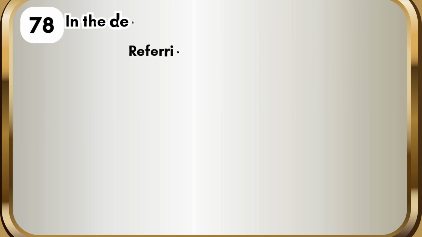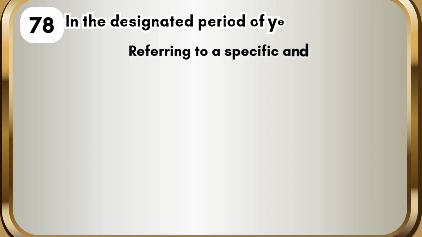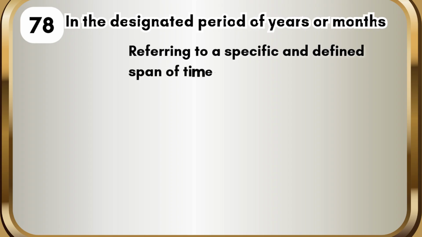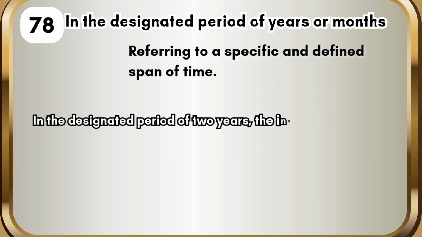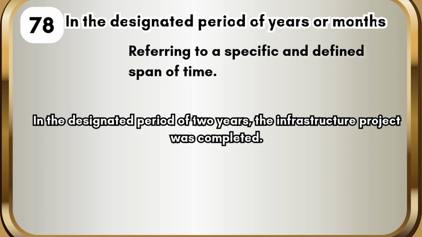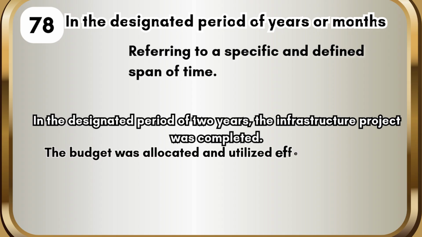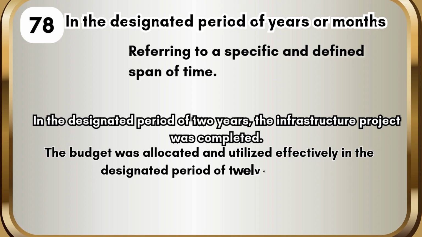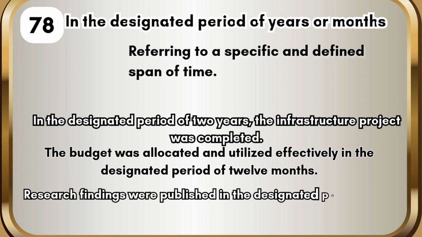In the designated period of years or months, referring to a specific and defined span of time. In the designated period of 2 years, the infrastructure project was completed. The budget was allocated and utilized effectively in the designated period of 12 months. Research findings were published in the designated period of the academic year.